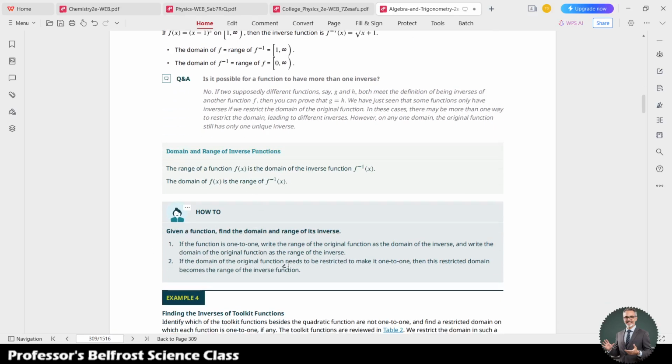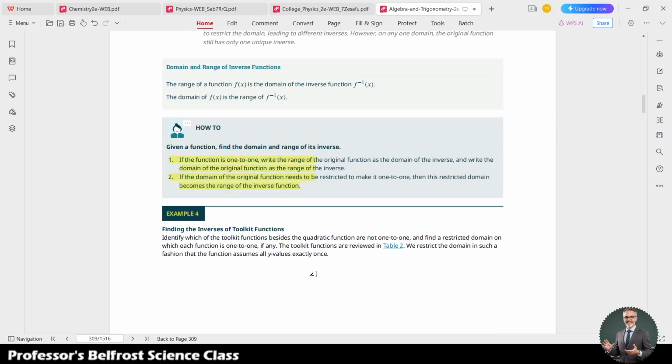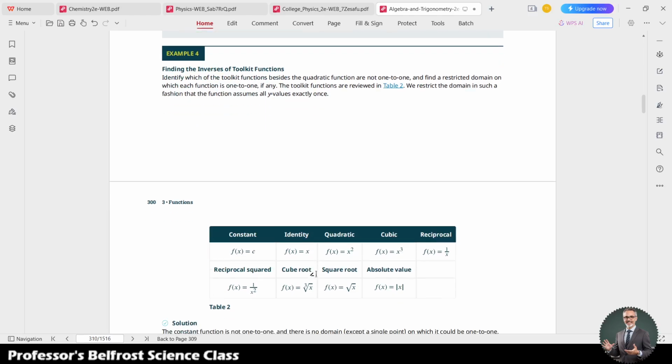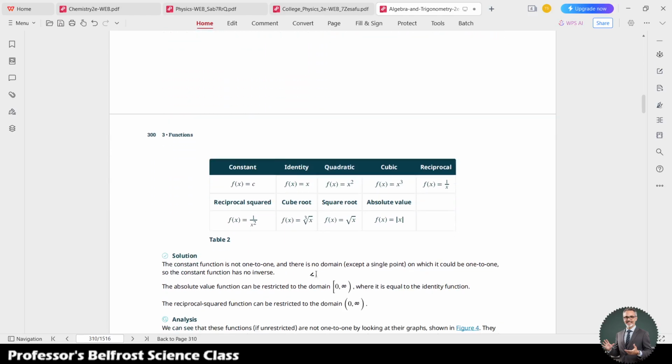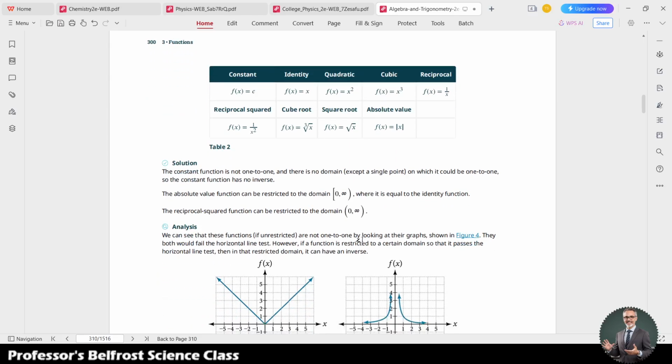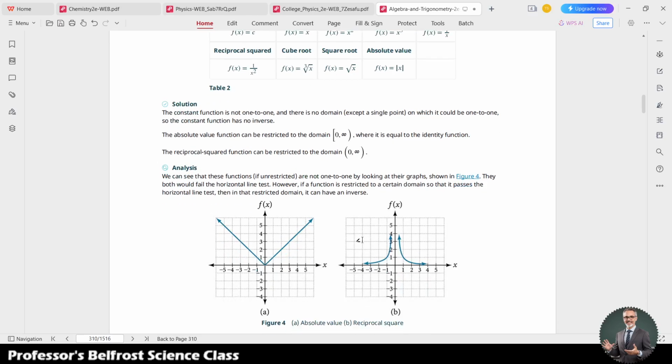Okay, so given a function, if you need to find the domain and range of its inverse, you need to follow these two steps. Let's dive directly into the example, finding the inverse of toolkit functions. Yeah, so if this is x, this is x squared. Okay, you can see this.